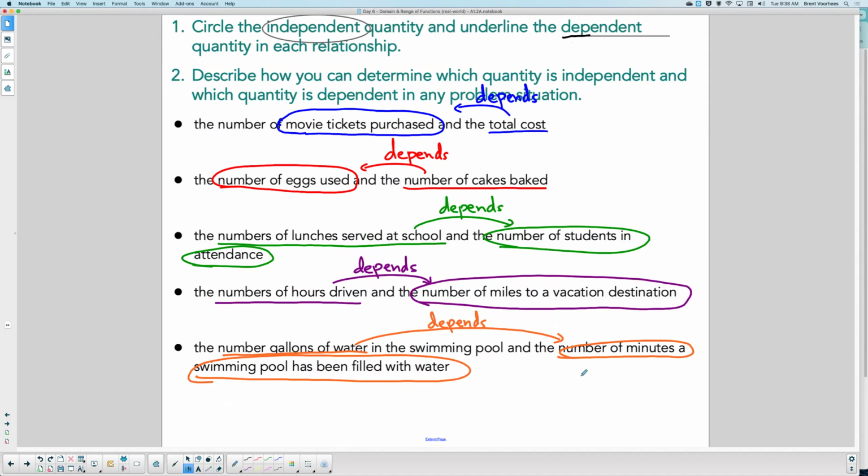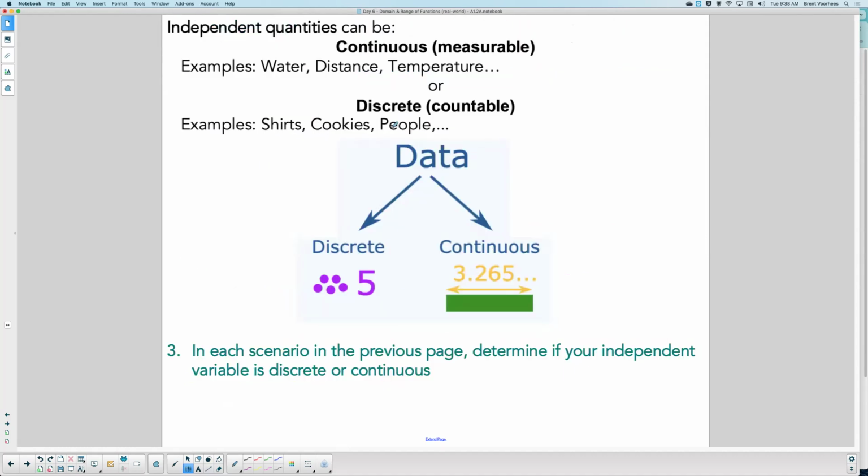So what we're doing on the next page is we're going to talk about in these situations, we have to know, is something discrete, meaning dotted, or is something continuous, like this? The easiest way to think about it is if you're going to ask yourself, continuous means it's measurable, like you measure it somehow. Discrete means you count it.